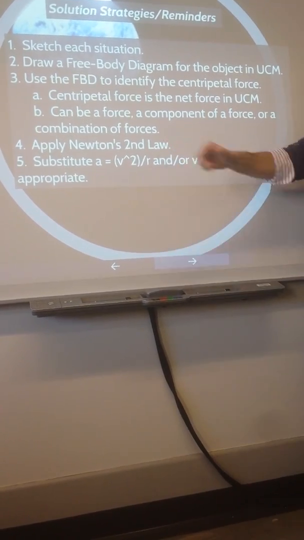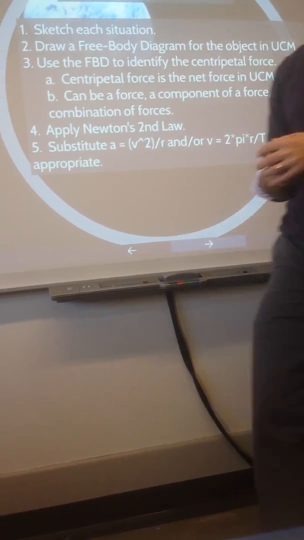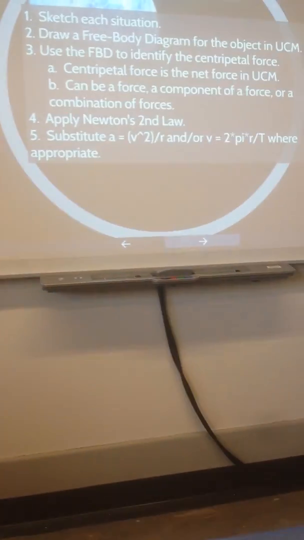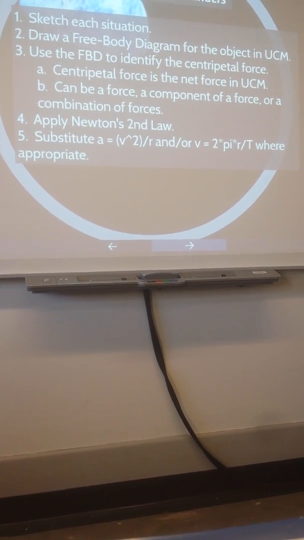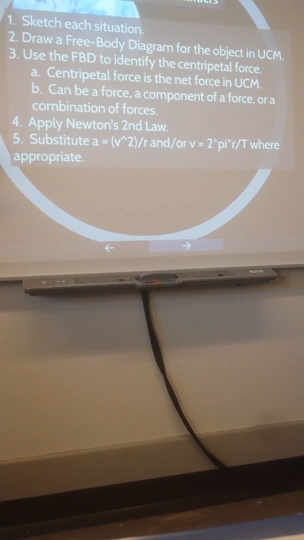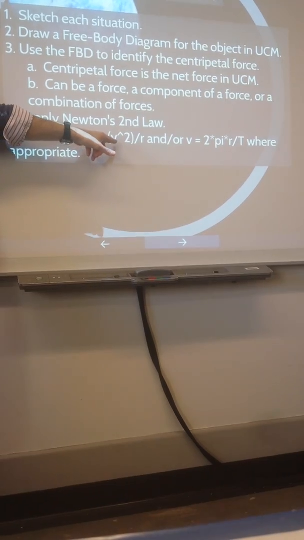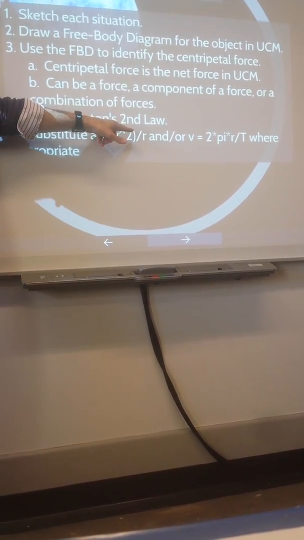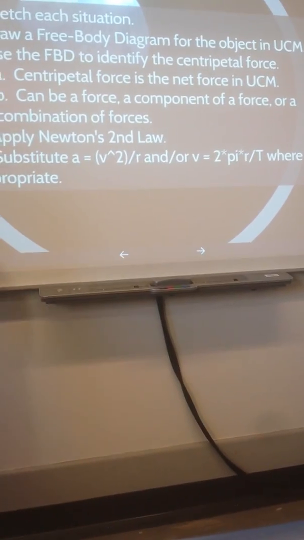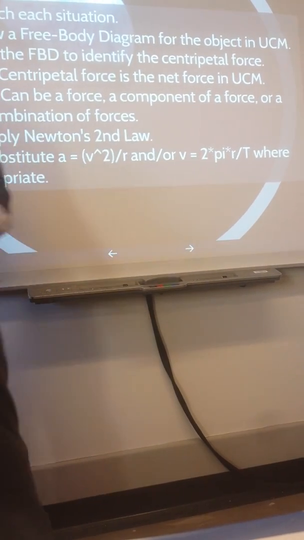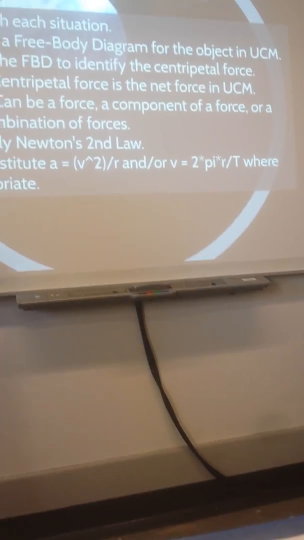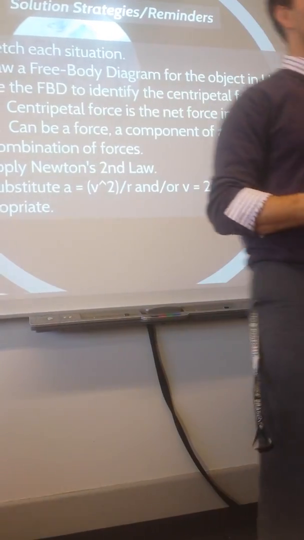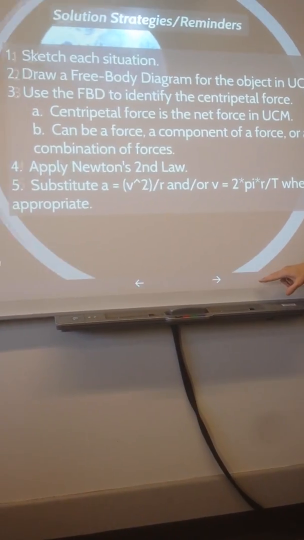All right, anyway, then you're going to want to apply Newton's second law. We did that, right? We said that the sum of the forces equals mass times acceleration. And sometimes you'll have to substitute v squared over r for centripetal acceleration. Sometimes you'll even have to take a step further and say v is 2 pi r over T, where T is the period. All right.